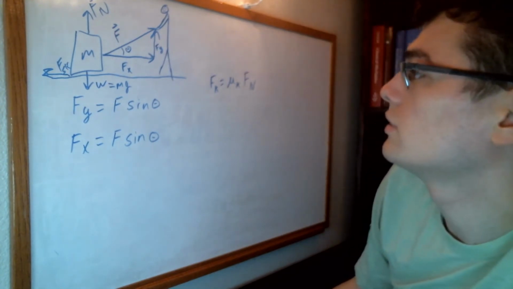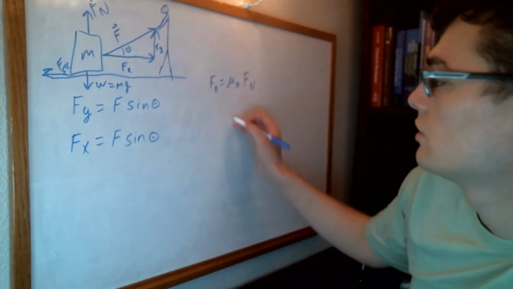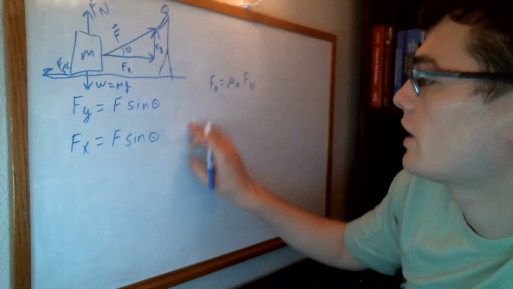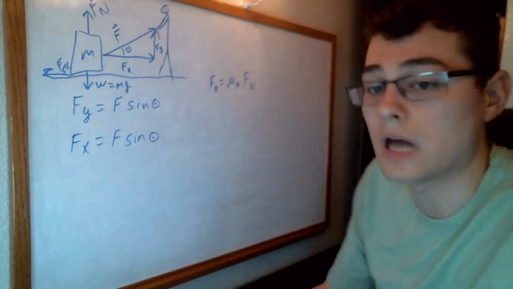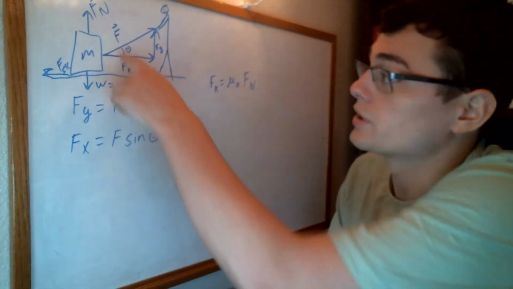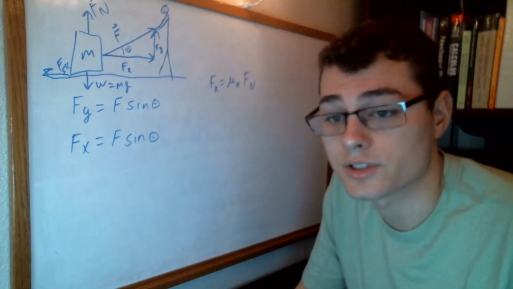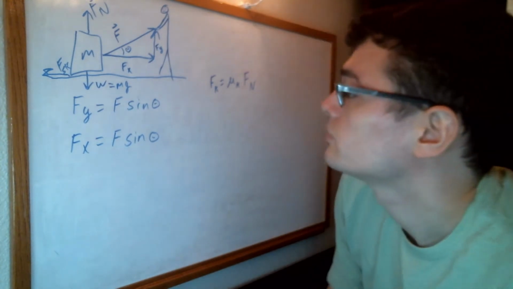So we can do a couple things with this now. We can try to find out how far we are pulling this box, or like what's the velocity after a certain distance. We're also going to assume that this force is going to be constant. So we're going to be constantly pulling at the same magnitude.